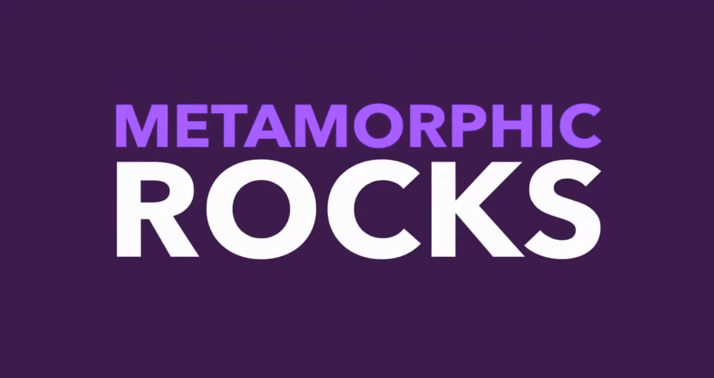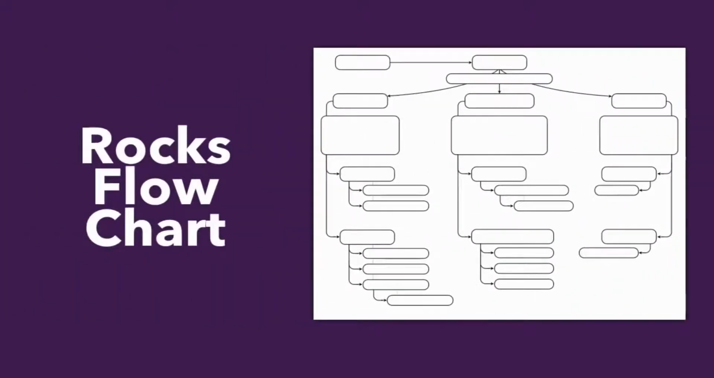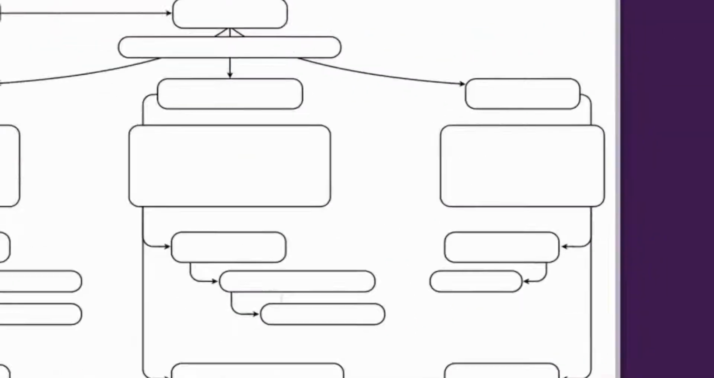All right, in this video, we're going to be talking about metamorphic rocks. Please get your rocks flowcharts ready so we can fill in our final third column. Now, recall, rocks are classified according to how they form. Igneous form from cooling and solidified magma. Sedimentary form from compacted and cemented sediments.